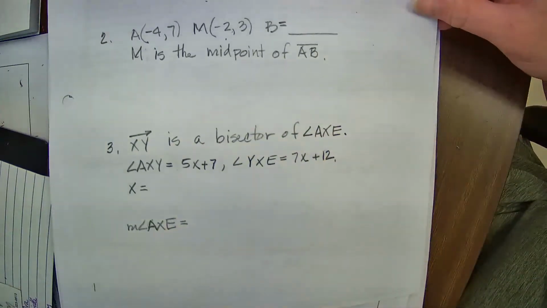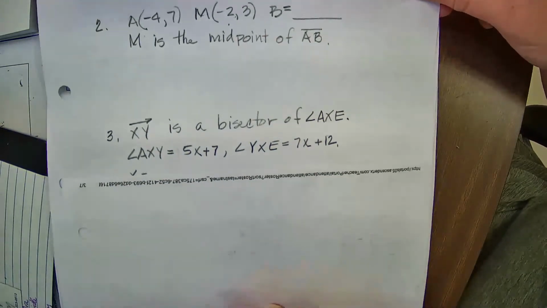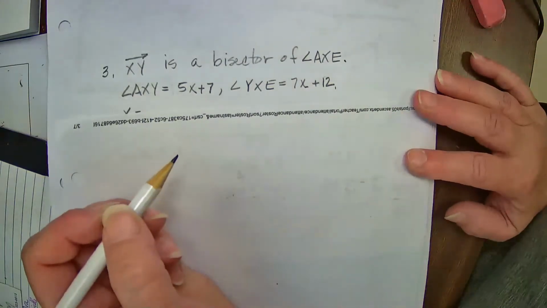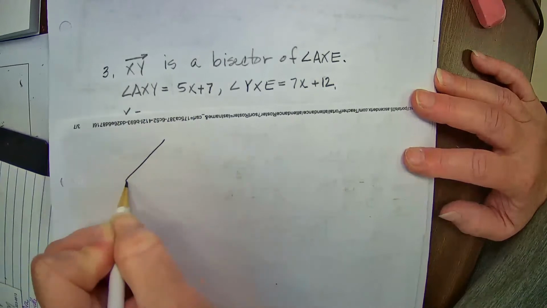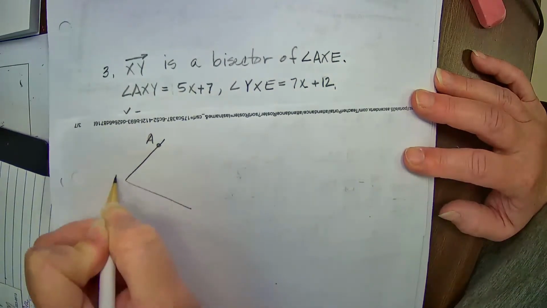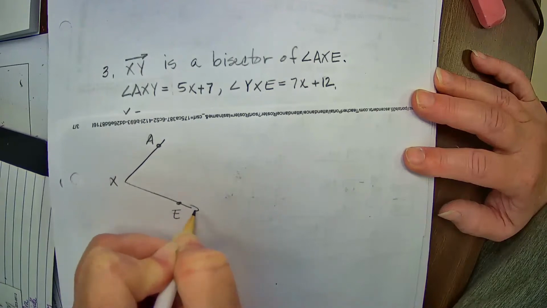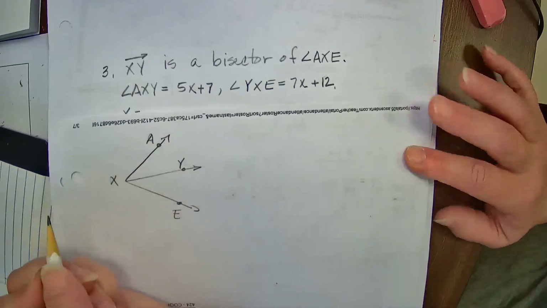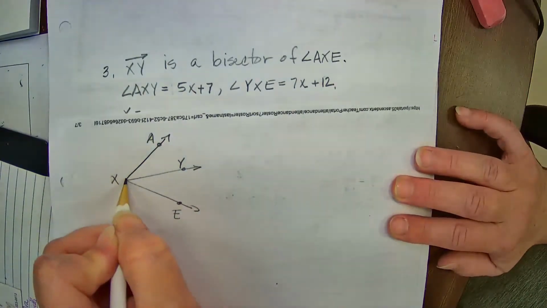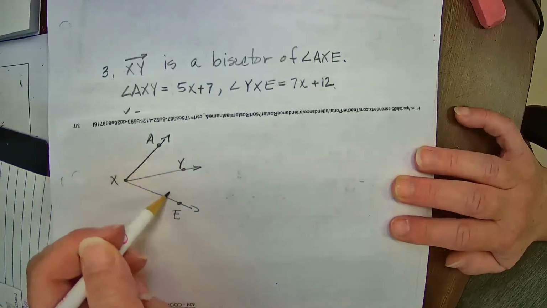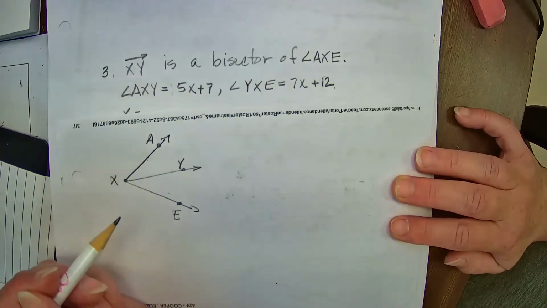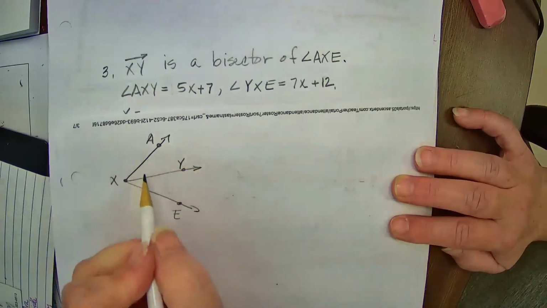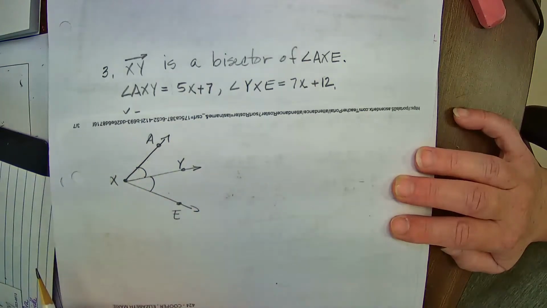All right. So the last one here, it says XY is a bisector of AXE. Okay. So I've got a big angle, AXE. And it says XY is a bisector. Now, what does bisector mean? What is it doing to the big angle? To what kind of pieces? Congruent pieces, I think is what I heard. Yes. So this is the same as that.